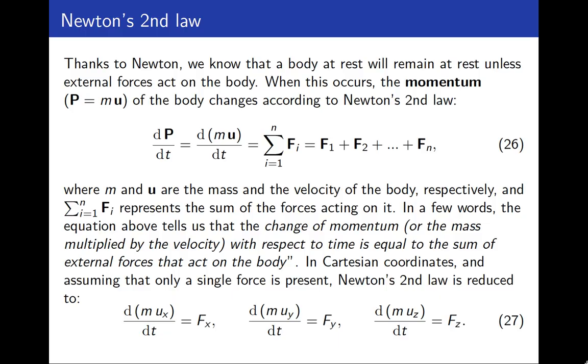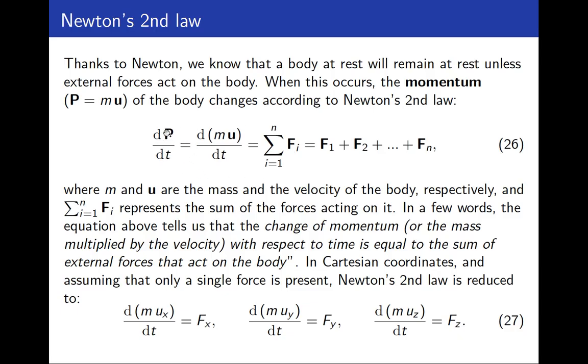So we know from our physics lectures that Newton derived three basic laws of motion. The first one says that an object at rest will remain at rest, but also an object in motion will remain in motion at constant speed unless external forces act on the body. So when this occurs, the momentum, which I define here as P, capital P in bold letters, is going to be equal to the product of the mass of the body multiplied by the velocity of the body. So according to Newton's second law, the momentum of the body will change according to this equation.